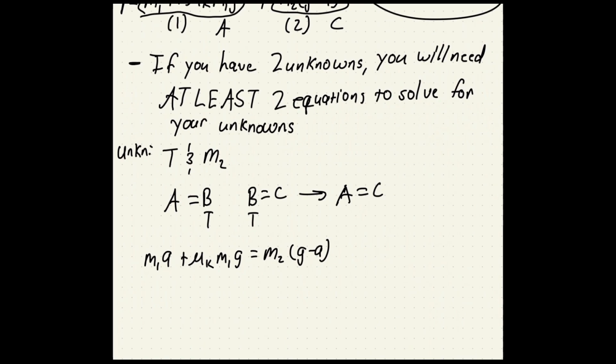Okay, next thing, I need to solve this for m2, but I'm going to make the left side look a little bit neater. I'm going to factor out an m1, and I will get m1 times a plus mu k times g, and that will be equal to m2 times g minus a.